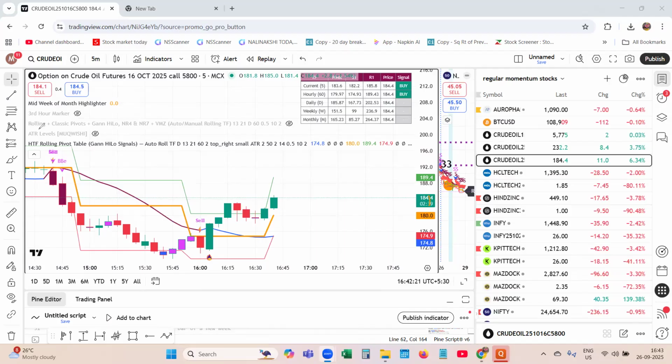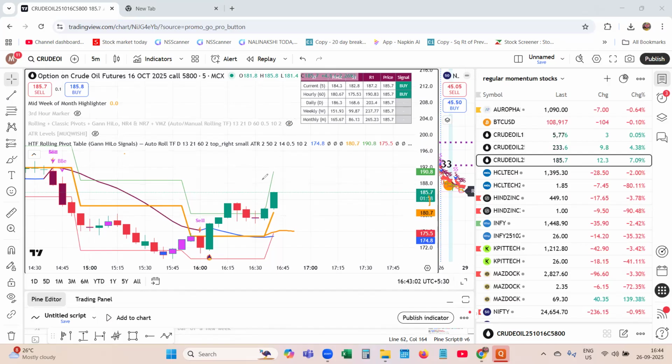I'm live recording this indicator. You can see over here the buy signal was generated because the price has moved above the pivot and began high low. You can see the pivot is rising, the price is rising. You can see very clearly.